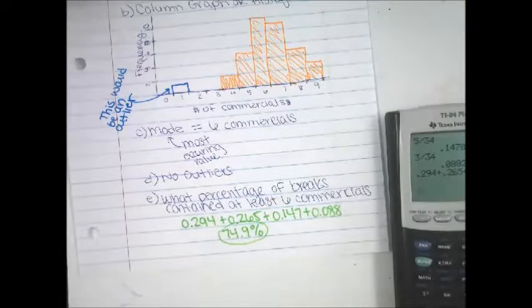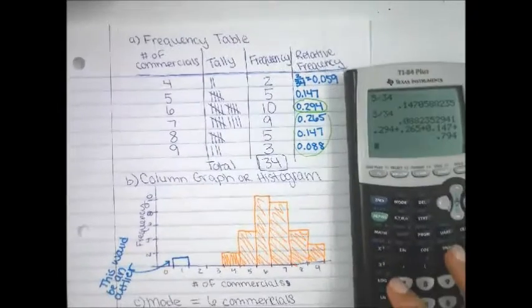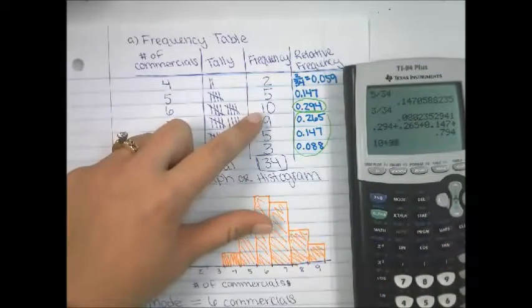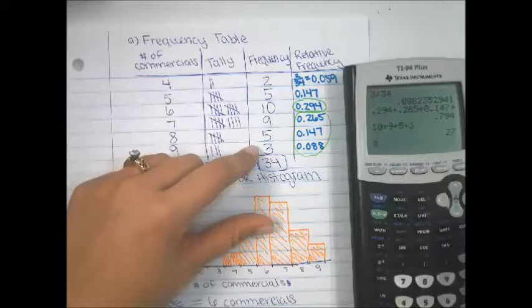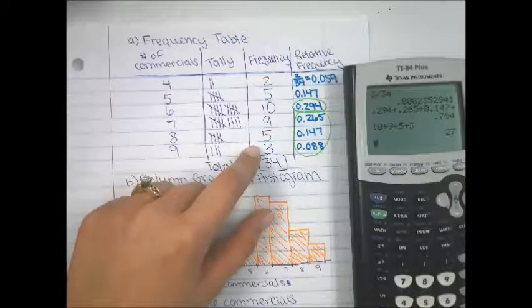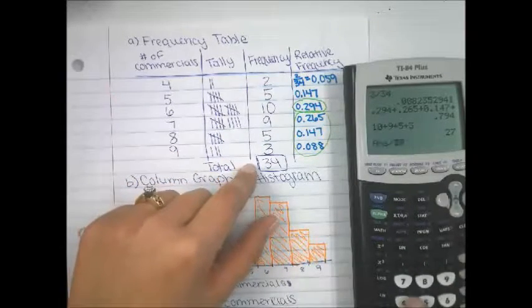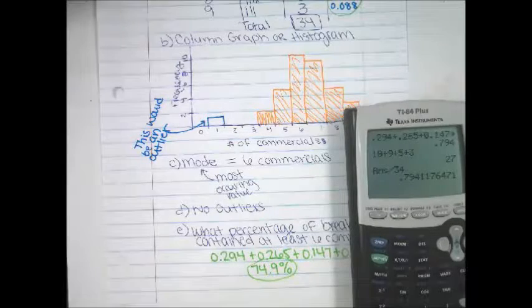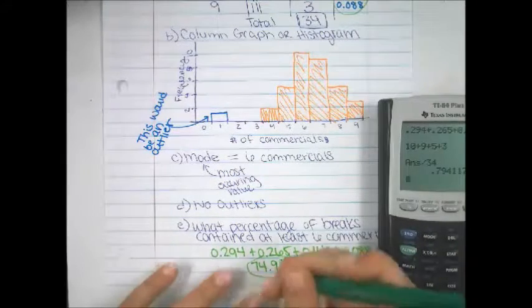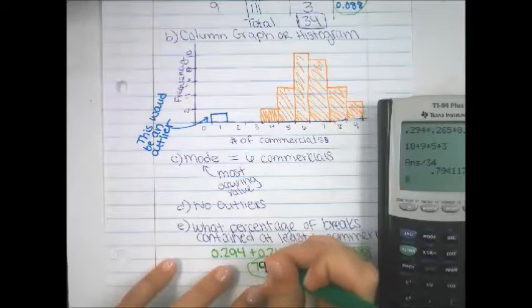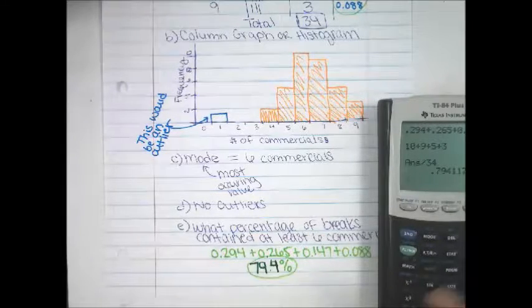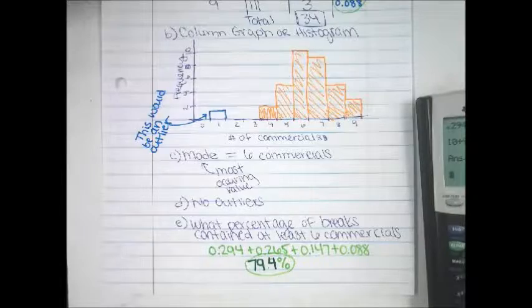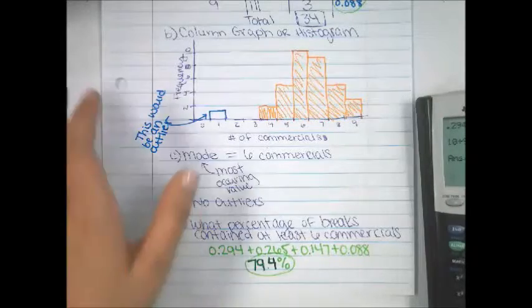So I'll show you the other way you could get this. So let's say your relative frequency table isn't constructed or it's not handy. We could also add 10 plus 9 plus 5 plus 3. So 27 instances, we had at least 6 commercials. And that gives me my 79.4. I wrote that backwards. So we did get the same answer. I just wrote it backwards. Okay. Percent of the time. So that is how a frequency table, a bar graph works.